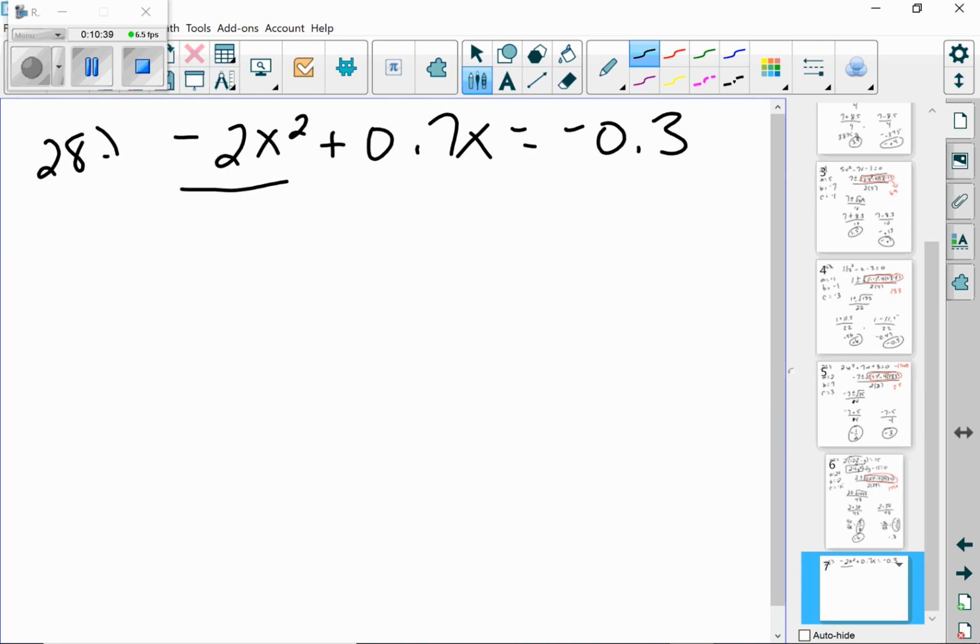So I'll show you what I did to change it. You don't have to do it this way. You can just move the negative 0.3 to the left and work out all your a, b's, and c's that way, and it'll work out the same. But I did it in a way I feel like makes it easier for me to plug in.